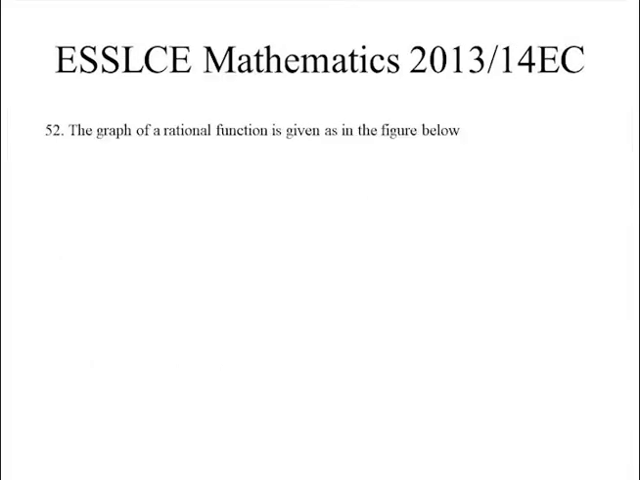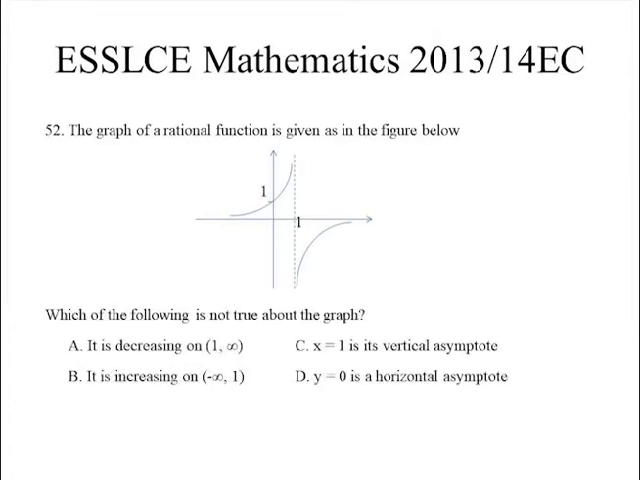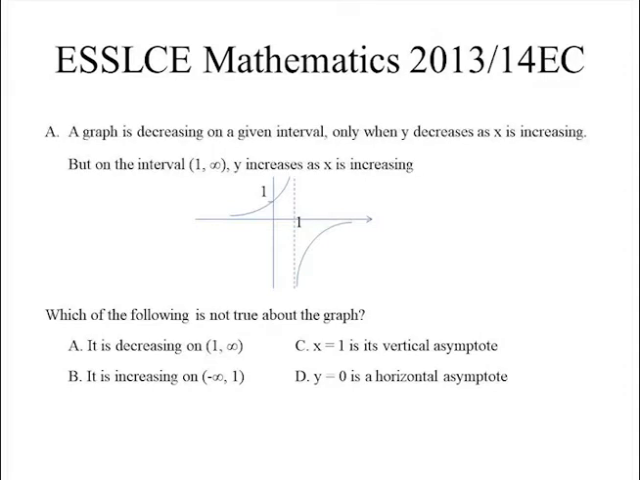Question number 52. The graph of a rational function is given as in the figure below. Which of the following is not true about the graph? A. It is decreasing on the interval 1, infinity. A graph is decreasing on the given interval only when y decreases as x increases. But on the interval 1, infinity, that's to the right of the vertical line x is equal to 1, y increases as x increases. Thus, the function is increasing on the interval 1, infinity. So, choice A is not true.